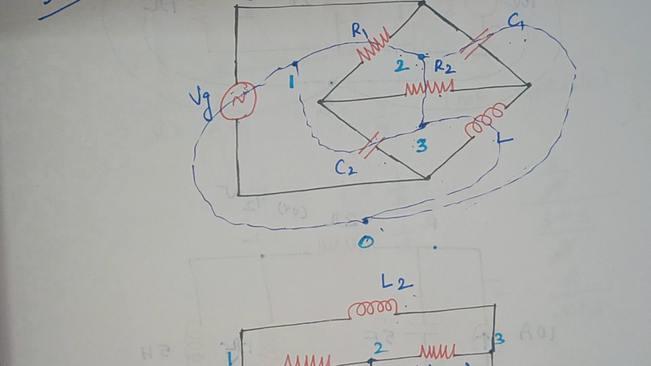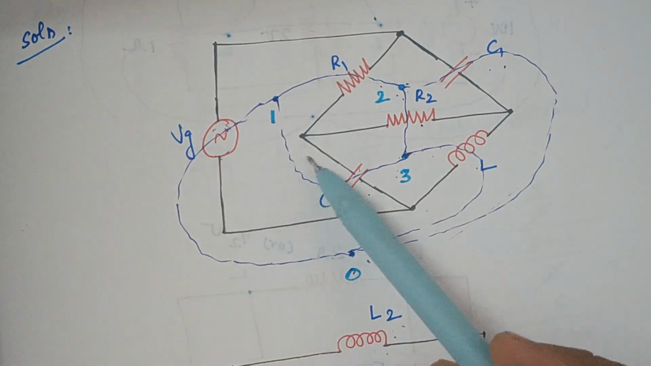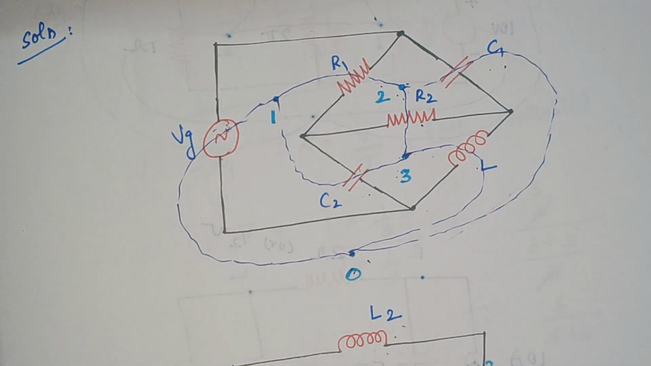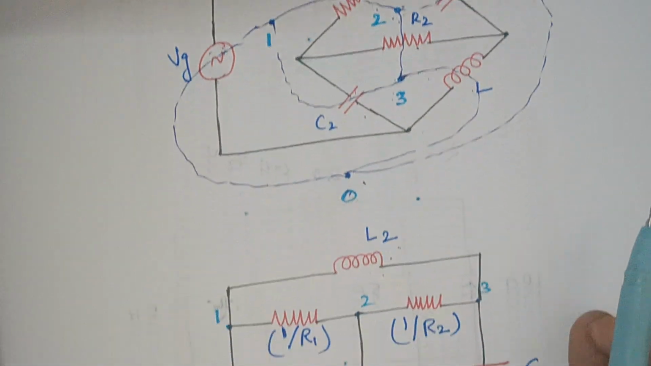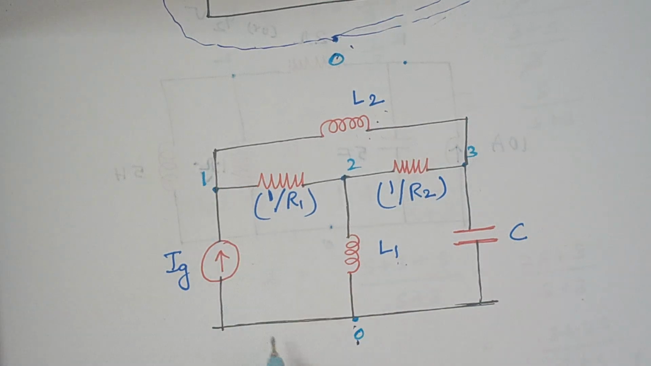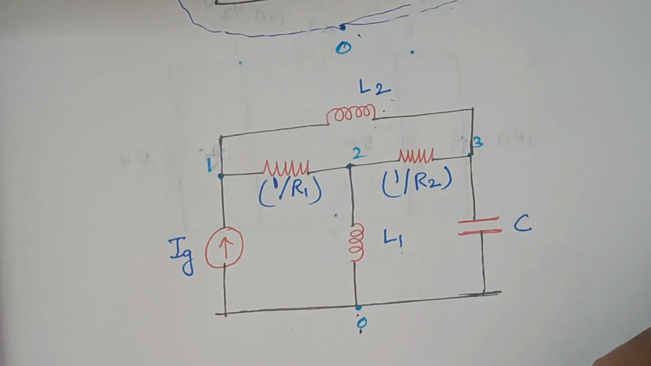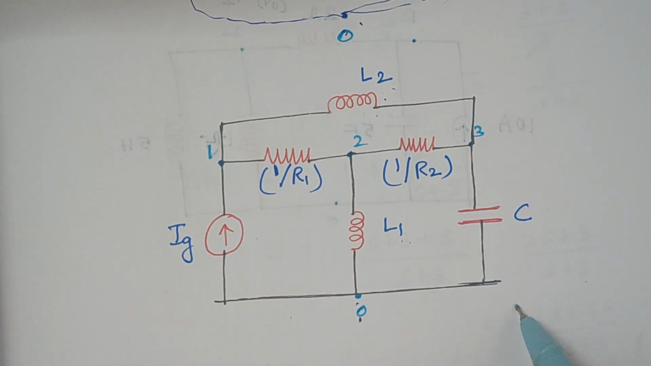And finally, we are having a voltage source, and this voltage source is replaced by a current source, connected between node 1 and 0. So between your node 1 and reference node, there is a current source. So this is the final form of the network.